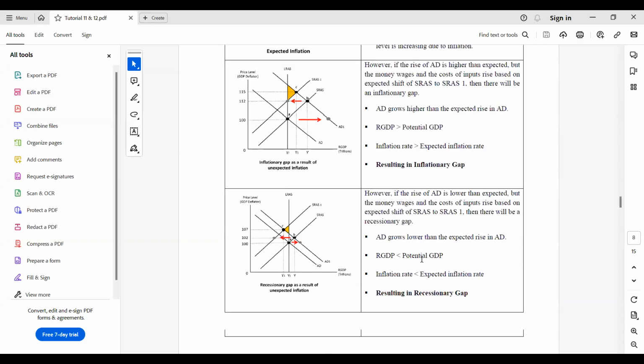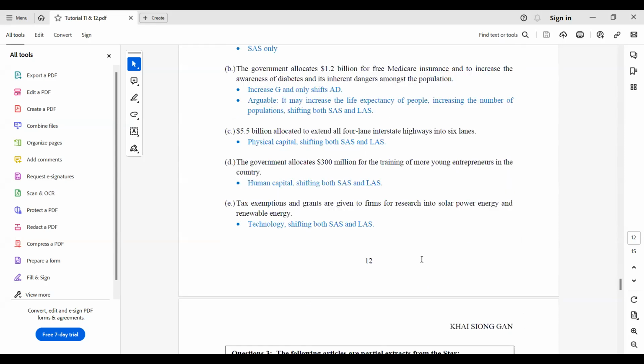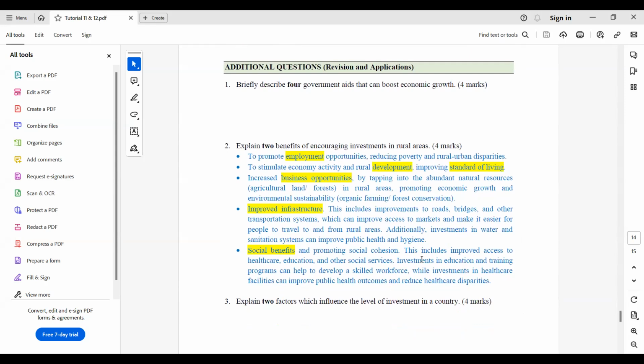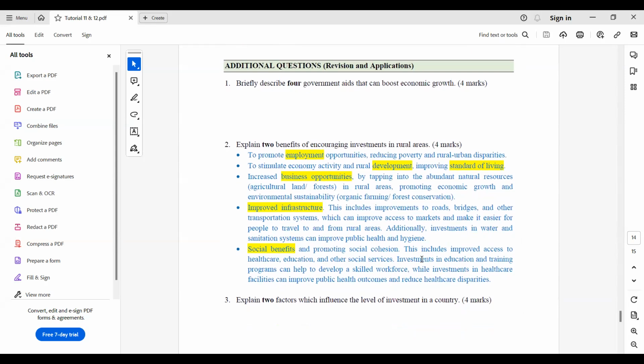Okay, so these are the contents of the supply side policies. Now what we're going to do is look into additional questions. These are the focus of your revisions. So let's have a look at the first question.